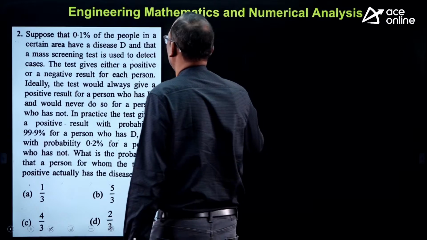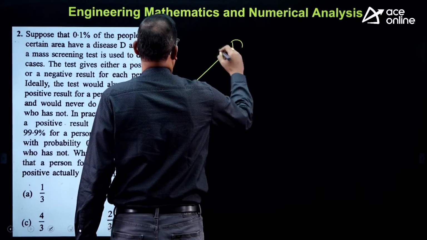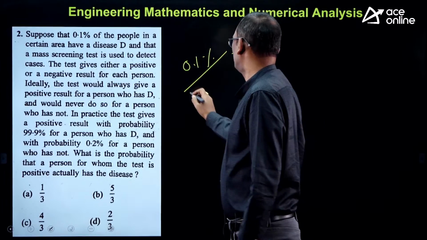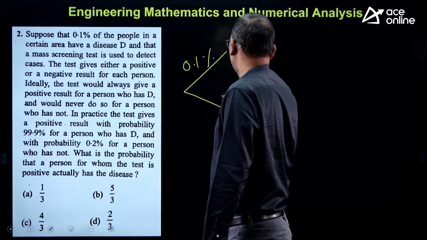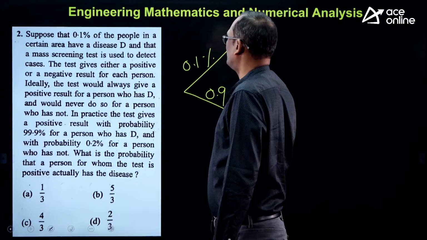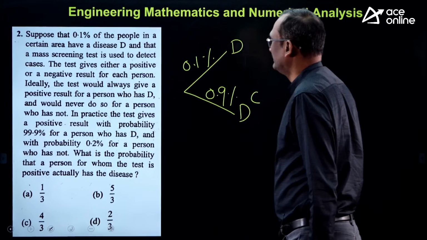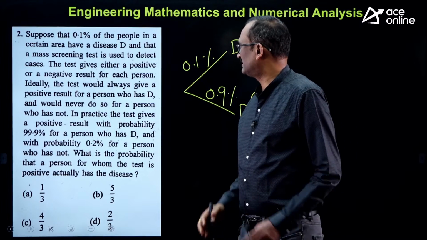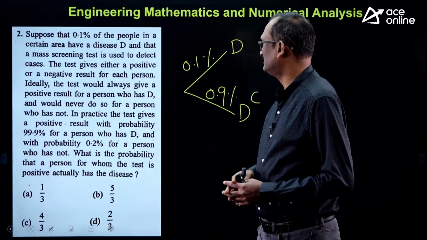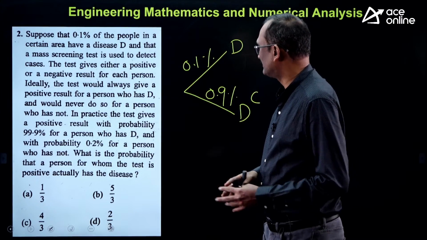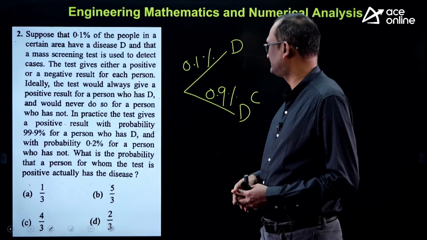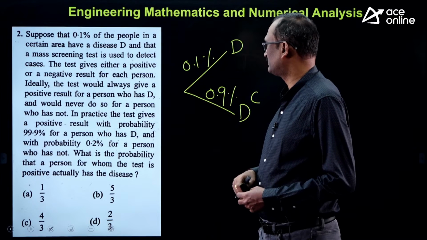Suppose 0.1% of the people have disease D. So the remaining 99.9% of the people do not have the disease D. A mass screening test is used to detect the cases. The test gives either a positive or a negative result for each person. Ideally, the test would always give a positive result for each person who has disease D, and never do so for a person who has not.